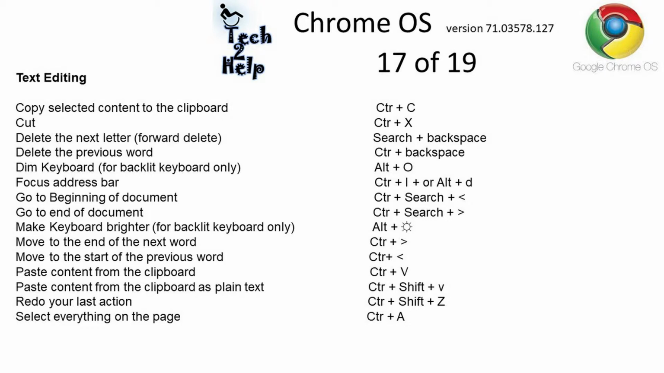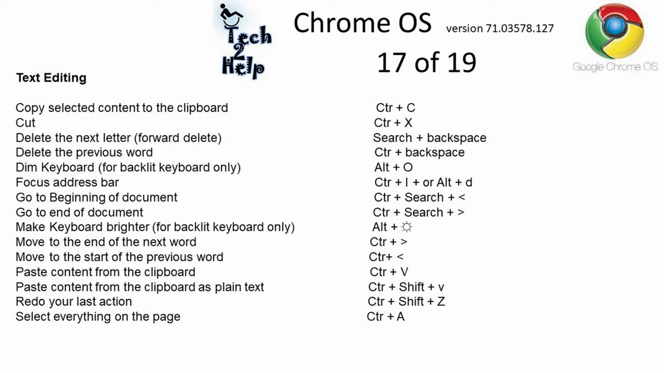Go to beginning of document: Center plus Search plus left arrow. Go to end of document: Center plus Search plus right arrow. Make keyboard brighter, for backlit keyboard only: Alt plus brightness key. Move to the end of the next word: Center plus right arrow. Move to the start of the previous word: Center plus left arrow.